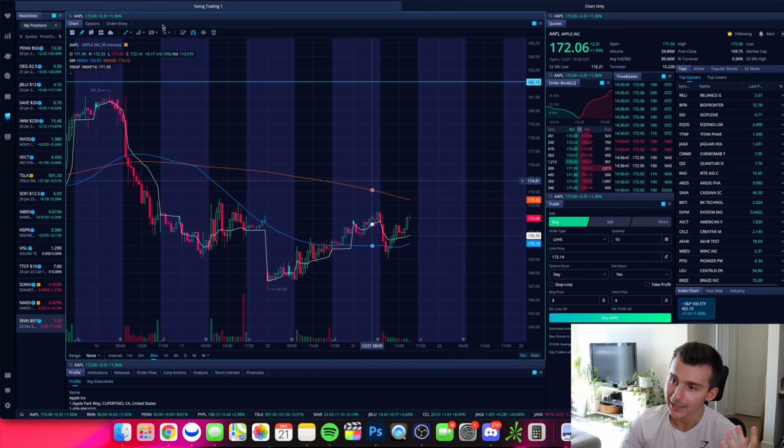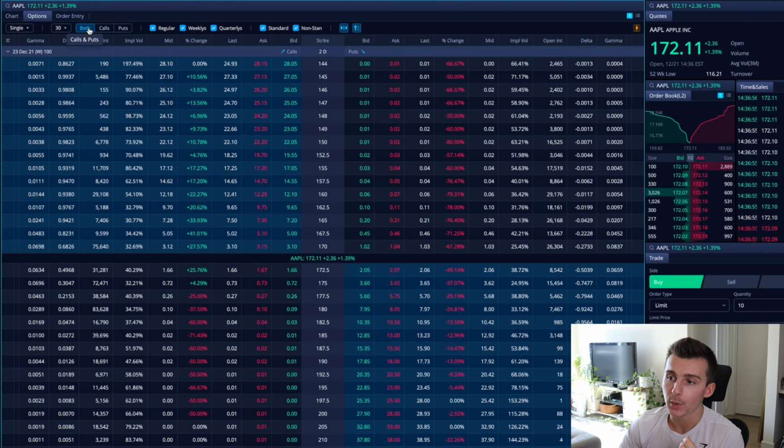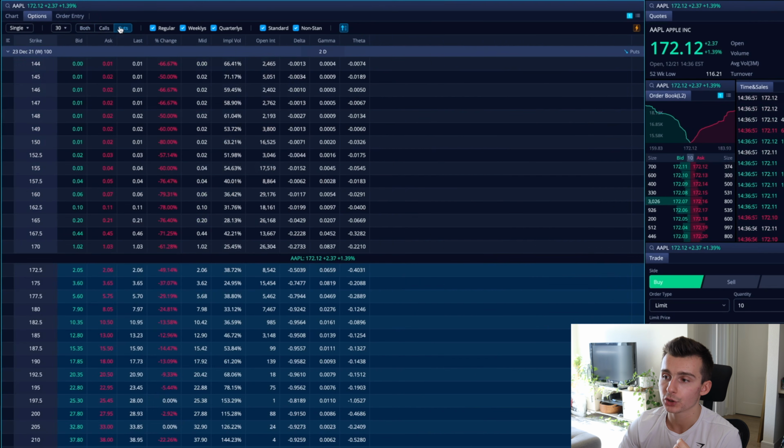So I pull up the option chain. It's the option trading widget. I'm going to zoom in as much as I can so you guys can see this. Right now I have both calls and puts selected. I'm actually going to go to just puts so we can see this super easy. So now I have it set to just puts.